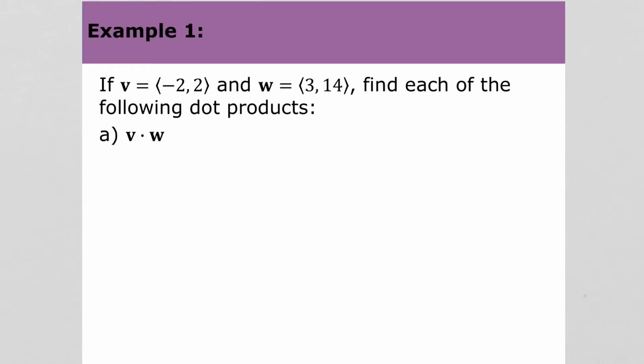For example 1, we're going to find a few dot products here. For v dot w, that would be negative 2 times 3 plus 2 times 14. So negative 6 plus 28 is 22.